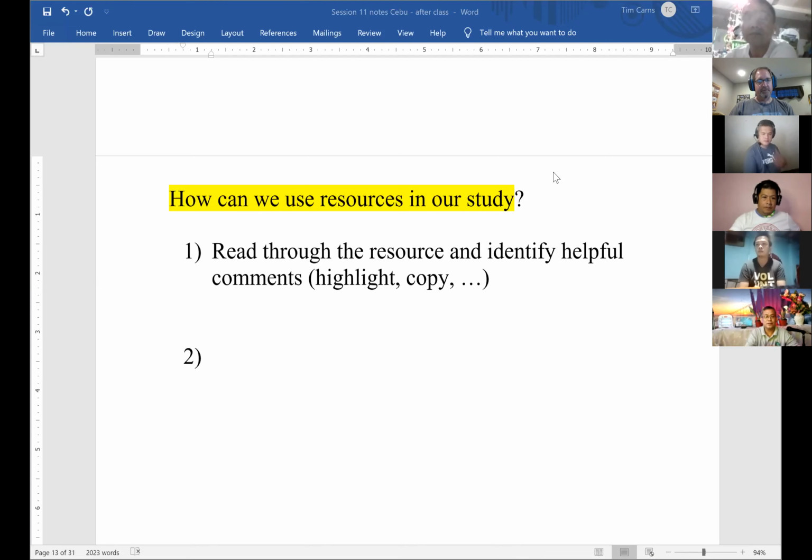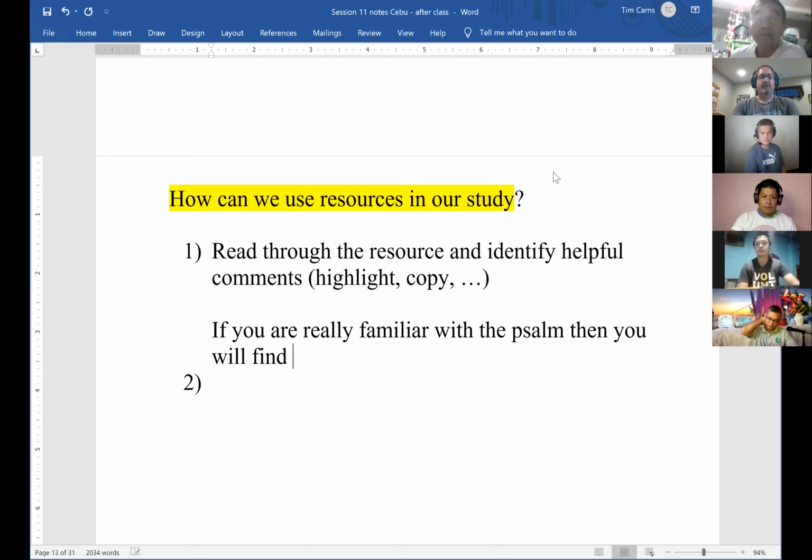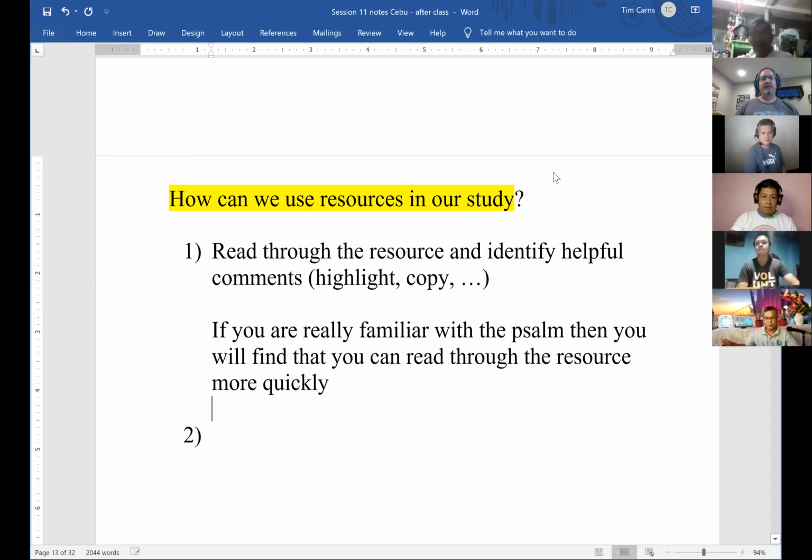Again, this is a simple step, but I want to highlight the fact that if you are really familiar with the psalm, then you will find that you can read through the resource more quickly. Now, if you are listening to a sermon, that's a little bit harder to do. You wouldn't speed up the sermon necessarily, but I still think at times you can pick up things more, because you've studied, you'll be able to interact more with the sermon on your own that way. So read through the resource, identify helpful comments.